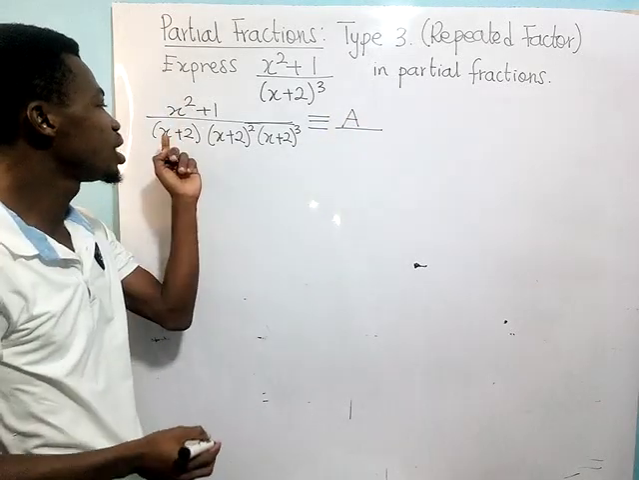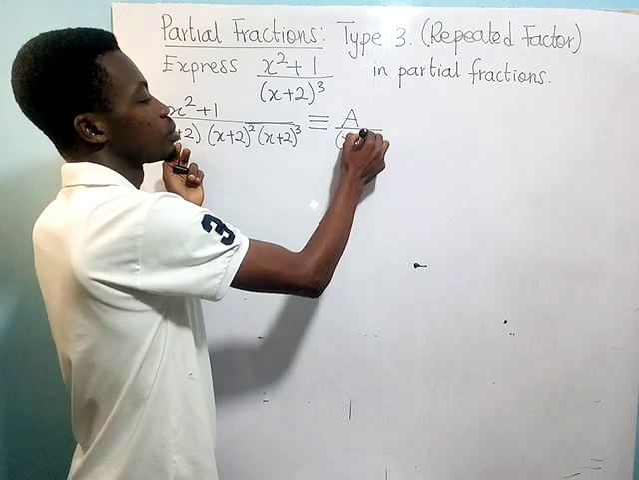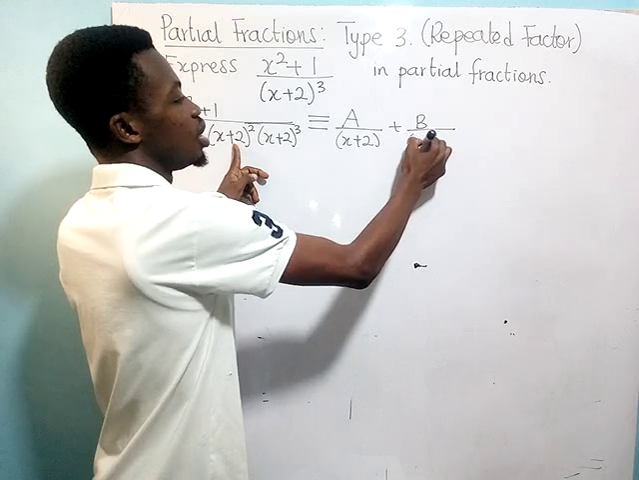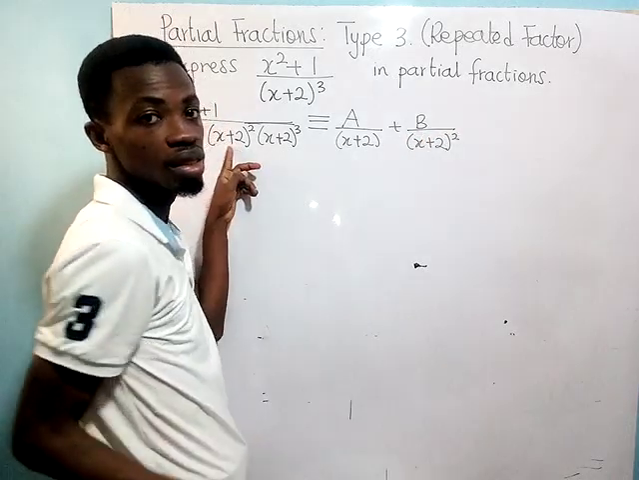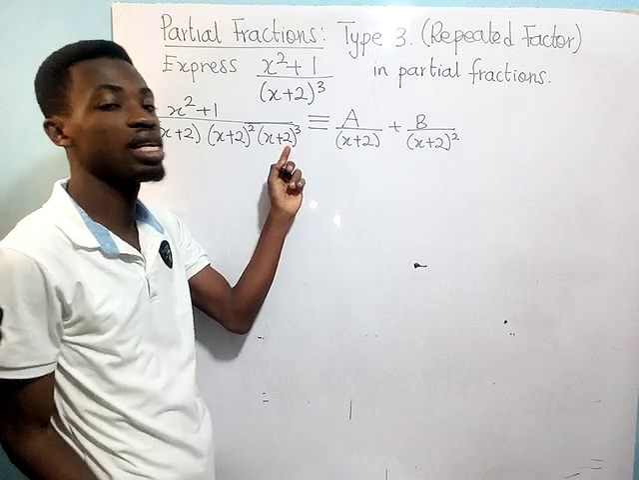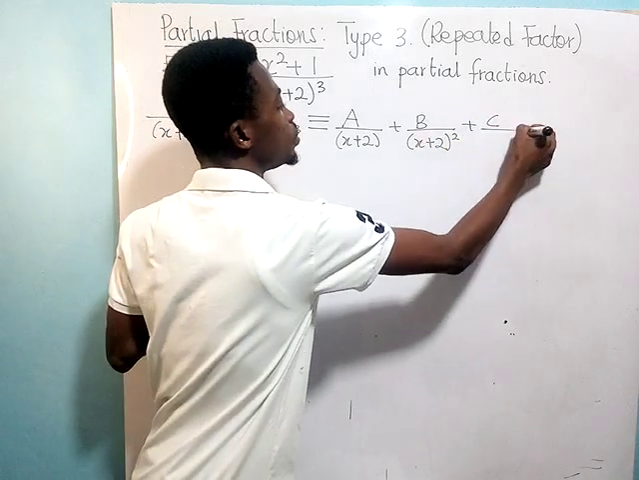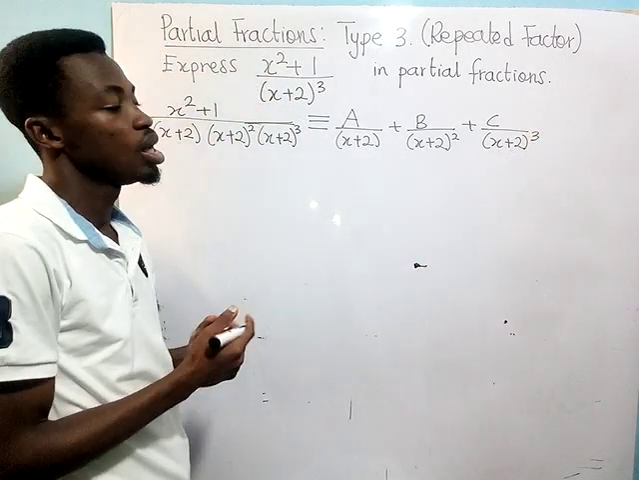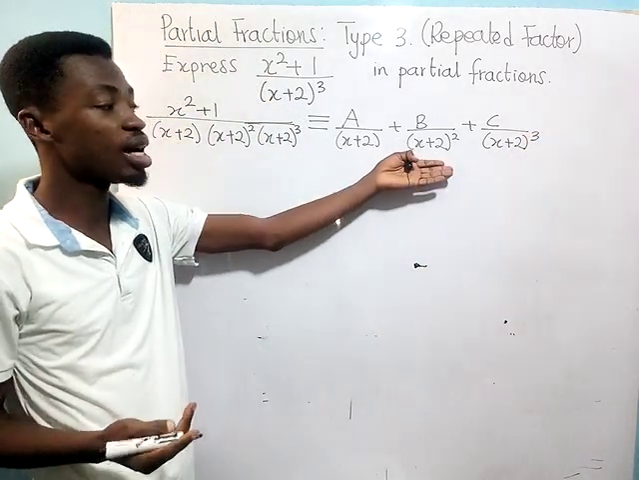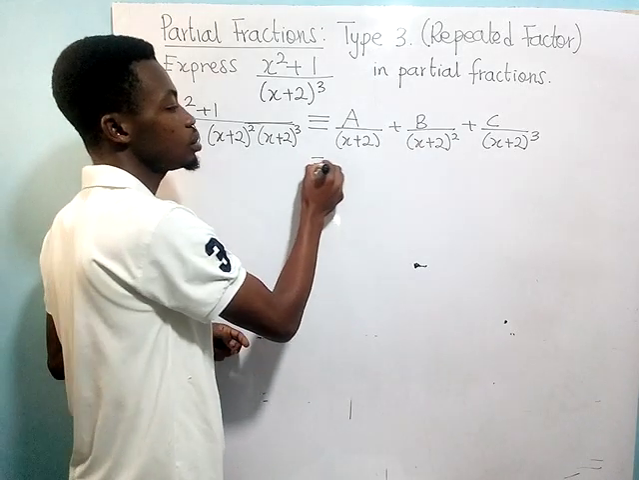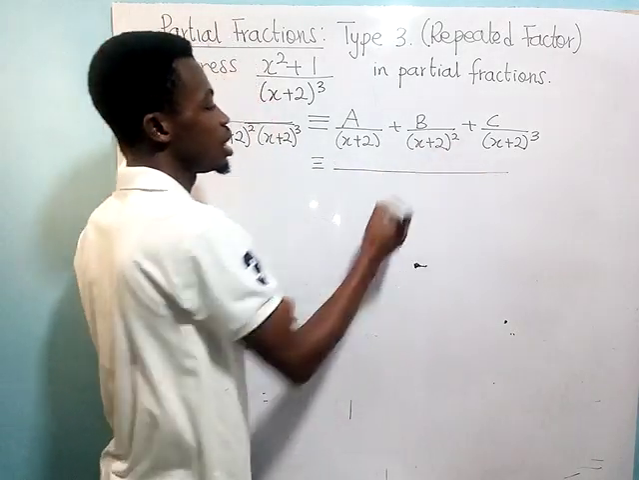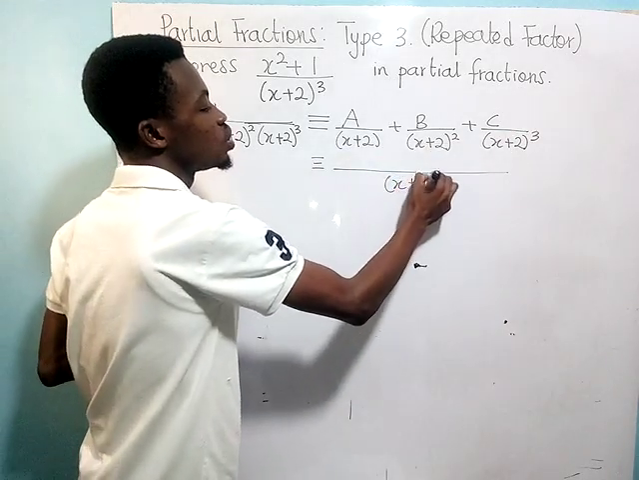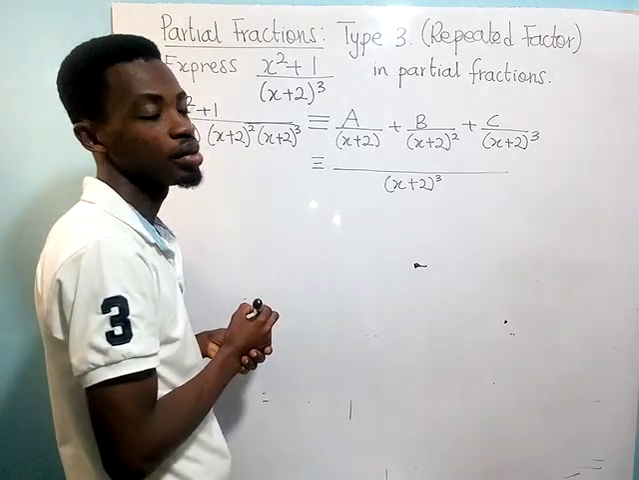So we have A on the first one, then we have B on the second one, then we are going to have C on the third one. And as we've done so far, we need to find our LCM here. Our LCM will be the one with the highest exponent, so (x + 2) to the power 3.